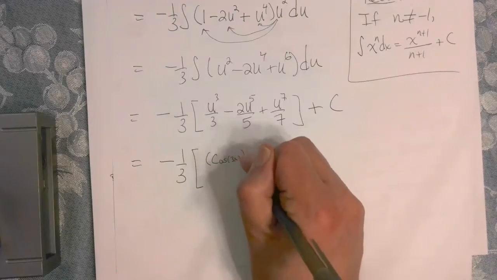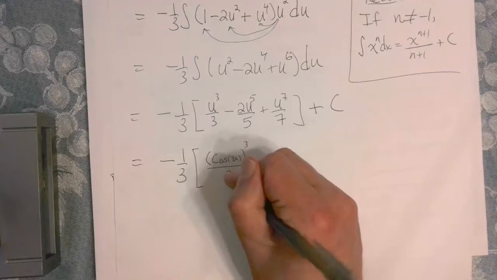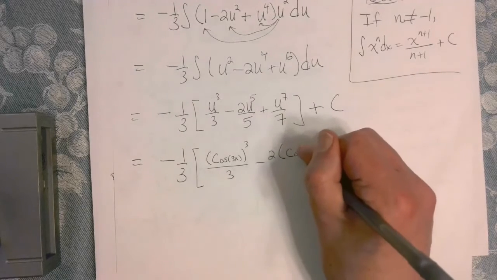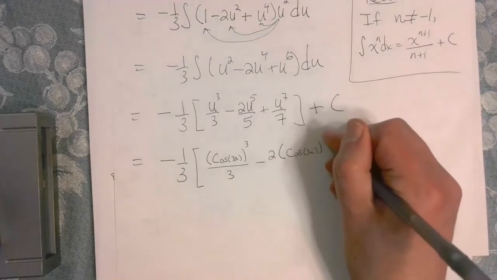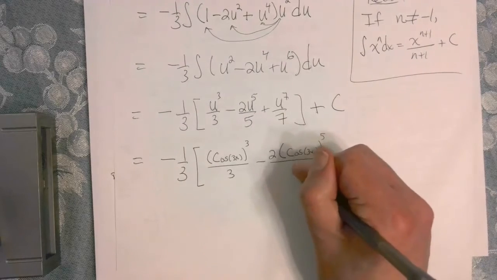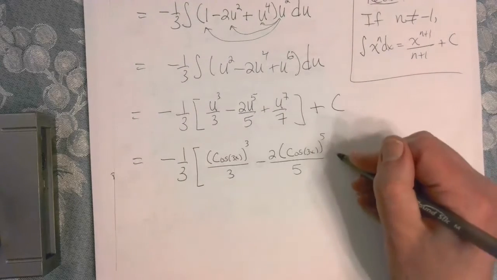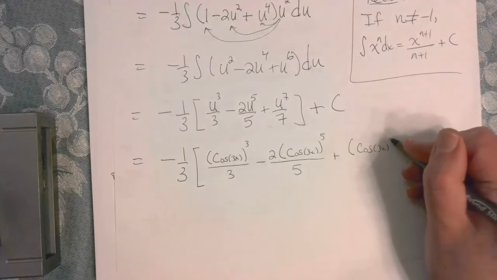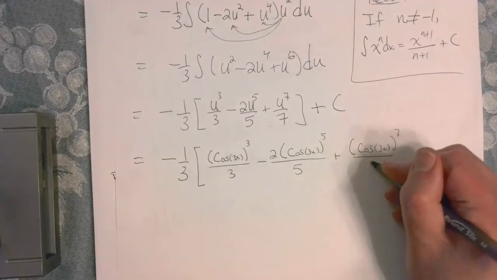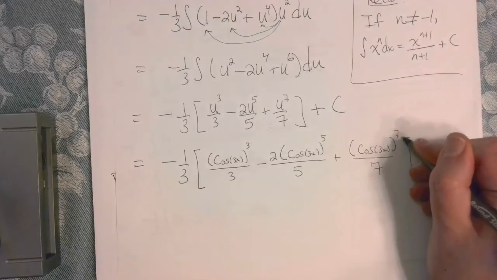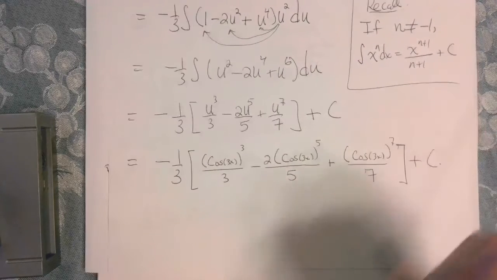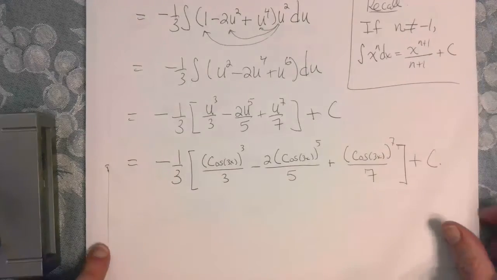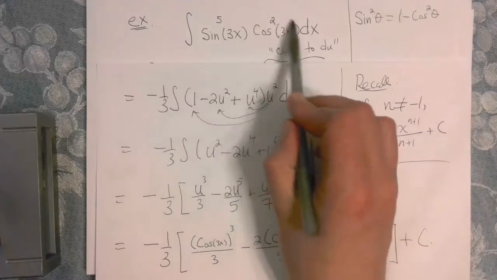So here, cosine of 3x, quantity cubed, over 3. Here, I've got cosine of 3x, quantity to the 5th, over 5. And then lastly here, I've got plus cosine of 3x to the 7th, over 7. And that is plus c. So there we go. We've got the antiderivative of this integrand right here.